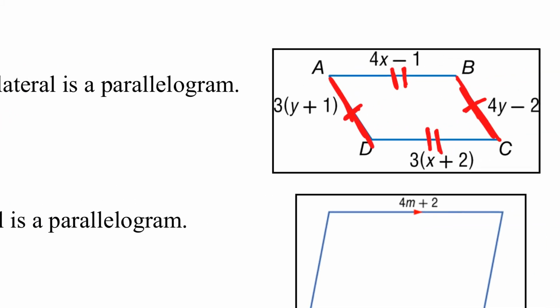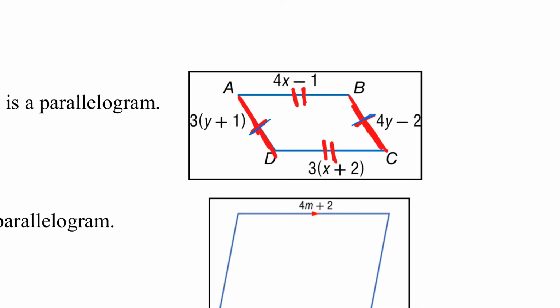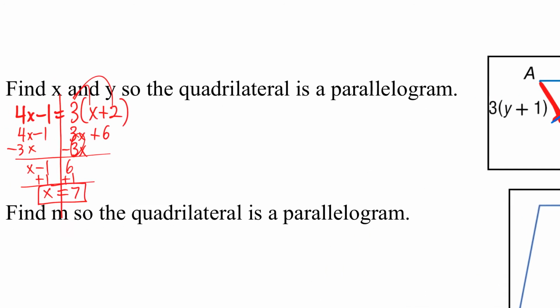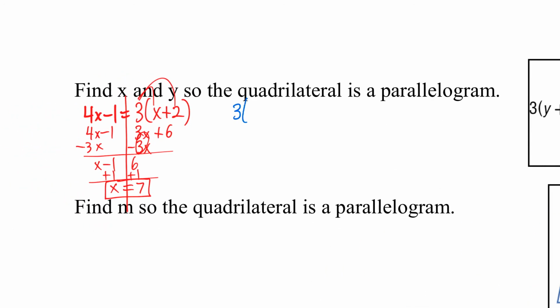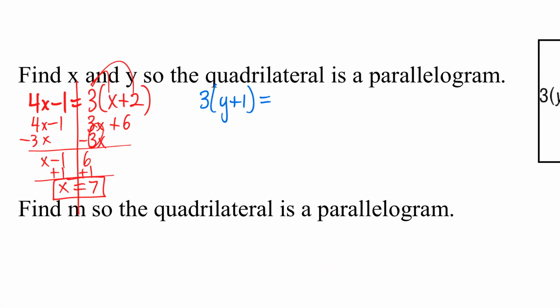All right. Now, same thing's got to be true over here. The y, these two sides have to be equal. So I'm going to set those equal and find what value of y makes that work. So the 3 times y plus 1 needs to equal 4y minus 2.